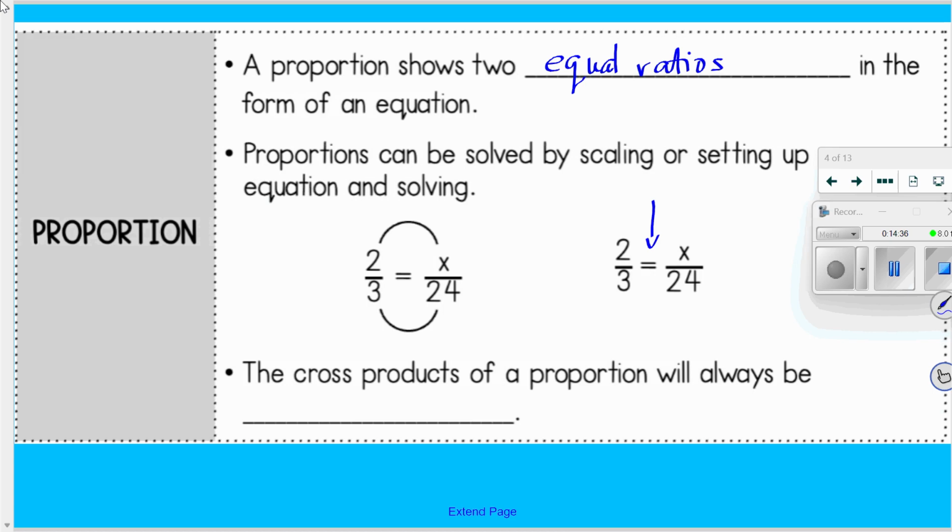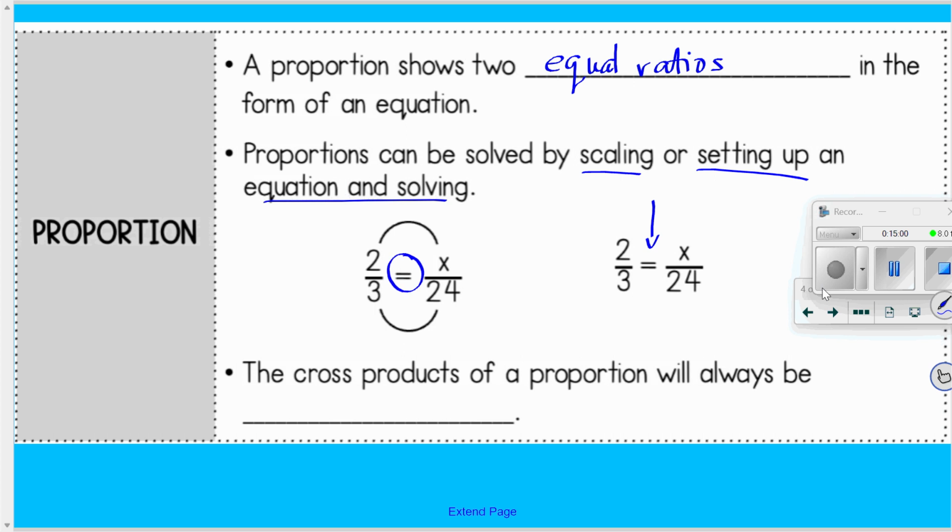Proportions can be solved by scaling or setting up an equation and solving. Here's where Miss McShann will have an epileptic fit if you guys tell her about this. She only wanted you guys working on the equivalent fractions last year, most of the time.